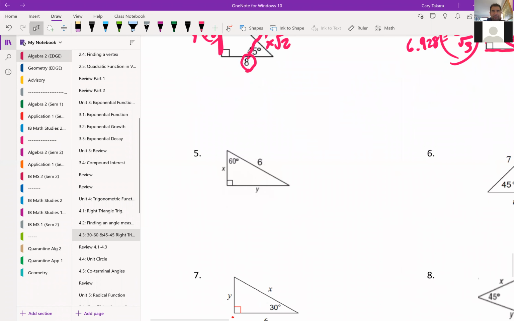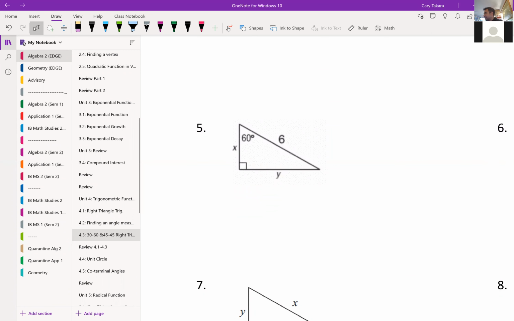All right, number 5. You need to make some notes to remember something. Okay, number 5. Again, we're still on a 30-60 right triangle. And what do we know? We do know that this 6 is what? That's a hypotenuse, isn't it?